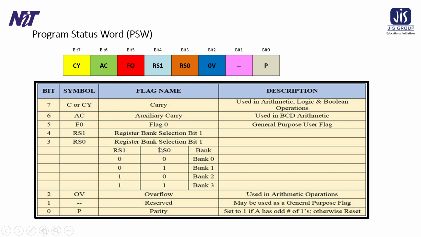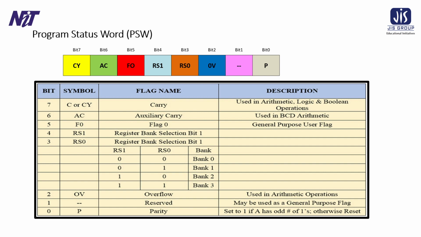So if there are 2 bits, there are 4 combinations: 0 0, 0 1, 1 0, 1 1. When it is 0 0, it selects bank 0. When it is 0 1, it selects bank 1. When it is 1 0, it selects bank 2. When it is 1 1, it is for bank 3. These banks I already explained in the previous lecture. When I go to the location of the internal RAM, starting from 00 to 7FH, I already explained there are 4 banks, bank 0 to bank 3. So for selection of that bank, RS1 and RS0 come into action.